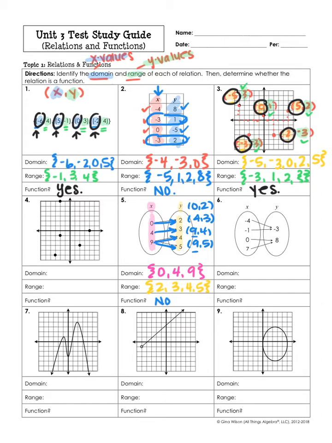An easy way to determine that on a mapping like this is when you see that double arrow, it most likely means that it's not a function, because that one x value is going to 2 different y values. Now I would like you to try number 6 on your own.